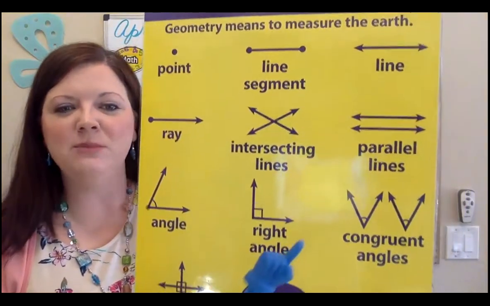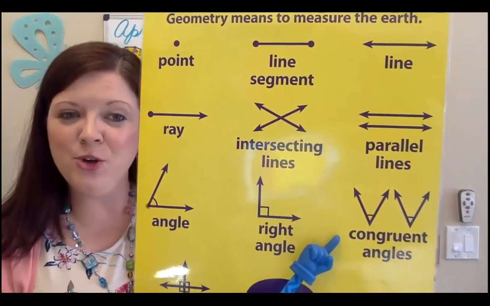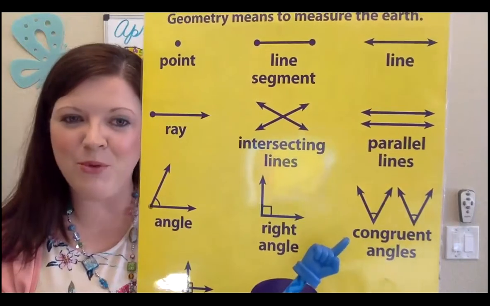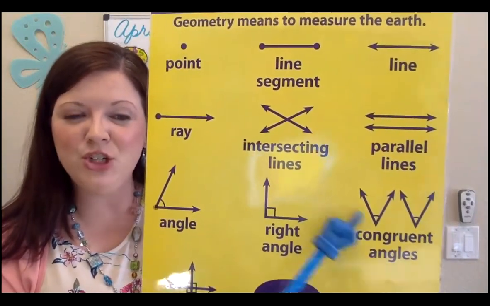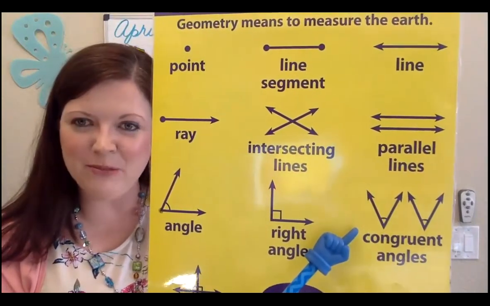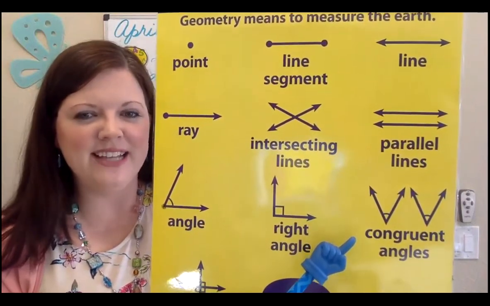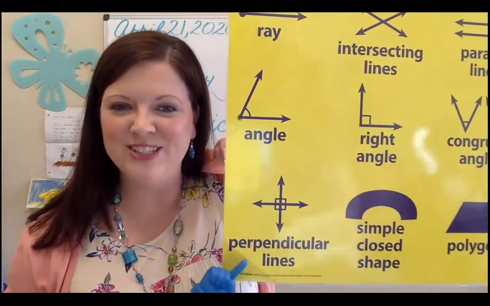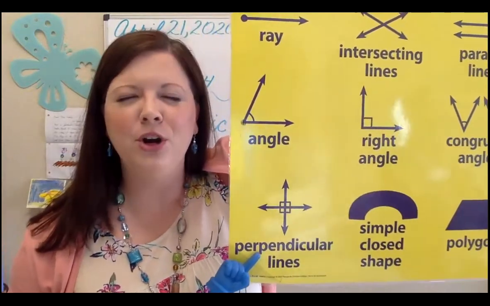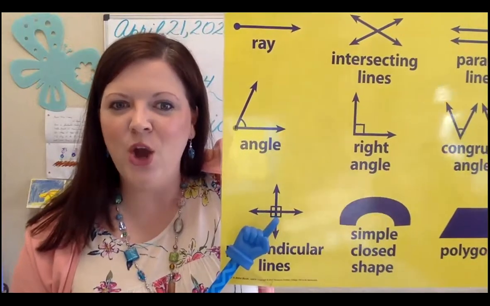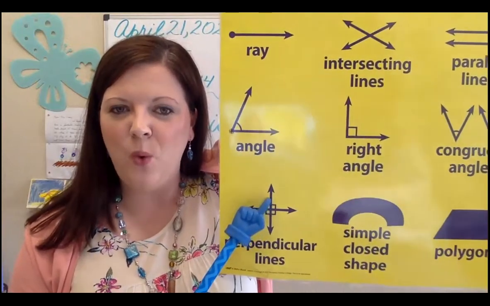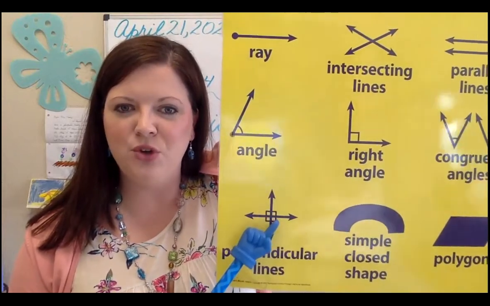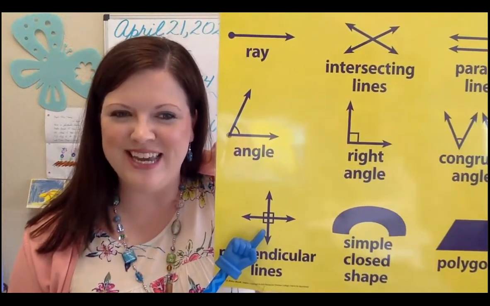Yesterday, we also talked about what congruent means. Congruent means the same shape and the same size. This is an example of congruent angles because these are 2 angles that are exactly the same shape, exactly the same size. Yesterday, we also learned about perpendicular lines. Perpendicular lines are perfect because they cross right at the point where they make an L or a right angle. There's 1, 2, 3, 4 right angles that we see here.